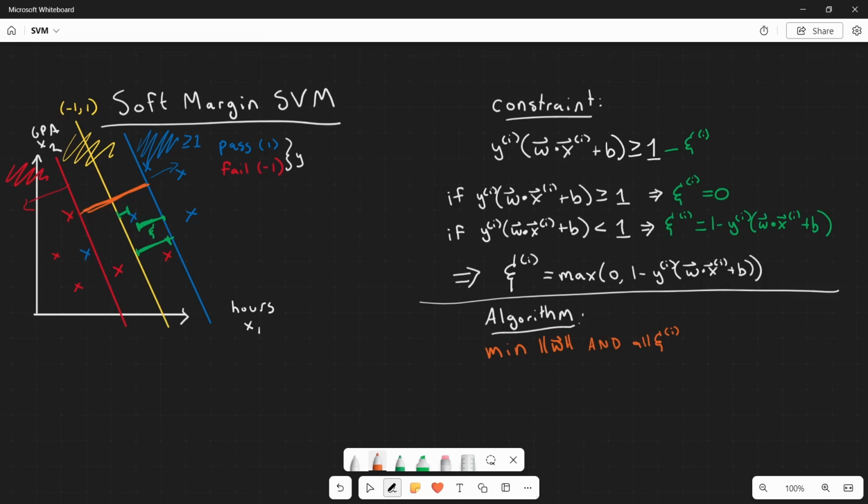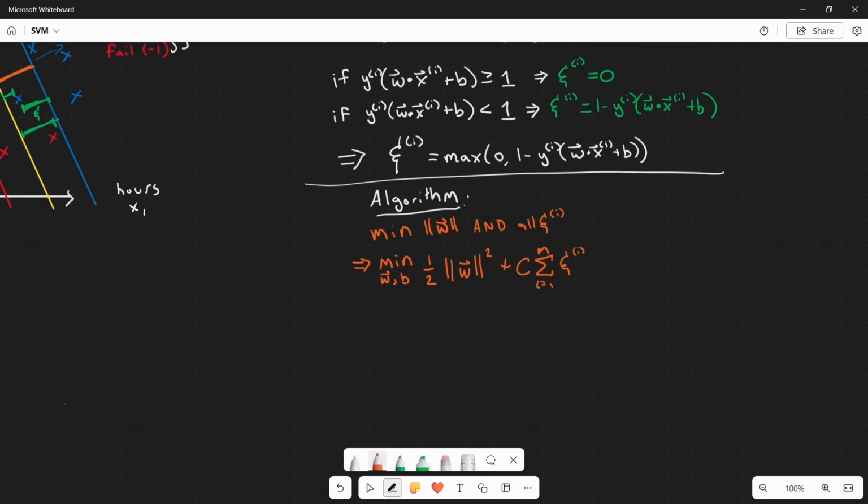And if we want to formally write that out, all this is saying is we want to minimize the magnitude of the weight vector and the sum of all of the slack variables. And you'll notice we're actually squaring the weight vector, and that will allow gradient descent to work out better mathematically later. And then we're also adding this c constant right here. And this c is going to control how much of an impact the slack variable has on our minimization algorithm.